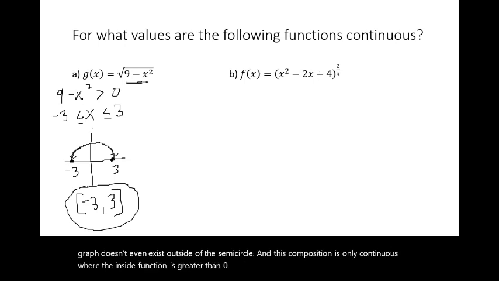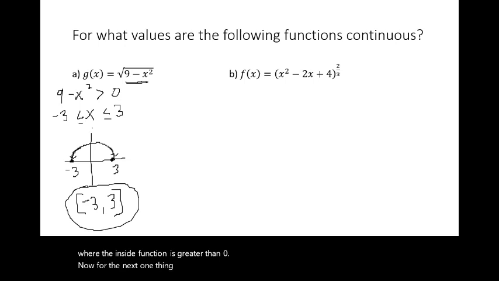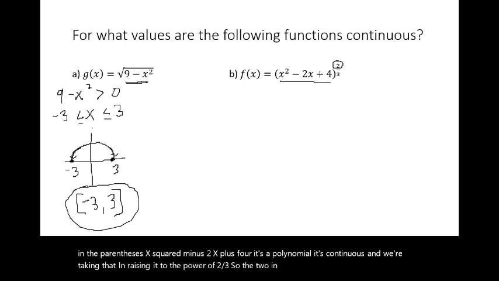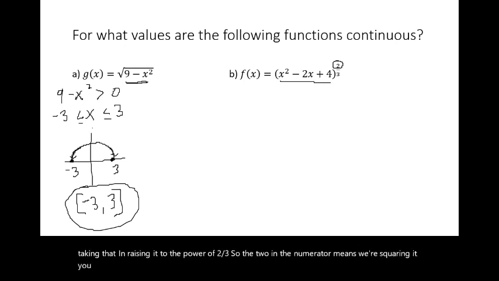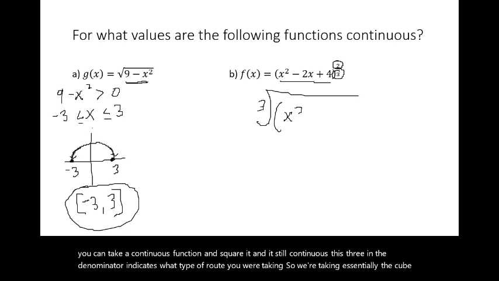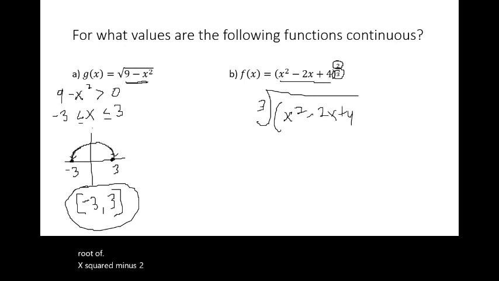Now, for the next one, think very carefully before you just dive into this one. Take a look at what's in the parentheses, x squared minus 2x plus 4. It's a polynomial, it's continuous. And we're taking that and raising it to the power of 2/3. So the 2 in the numerator means we're squaring it. You can take a continuous function and square it, and it's still continuous. This 3 in the denominator indicates what type of root you are taking. So we are taking essentially the cube root of x squared minus 2x plus 4 squared.